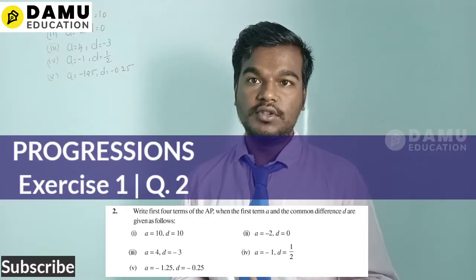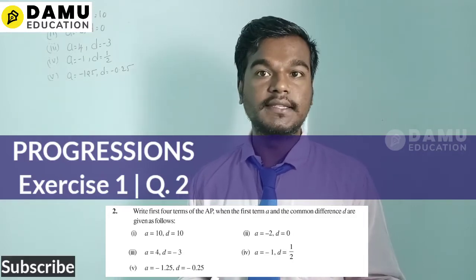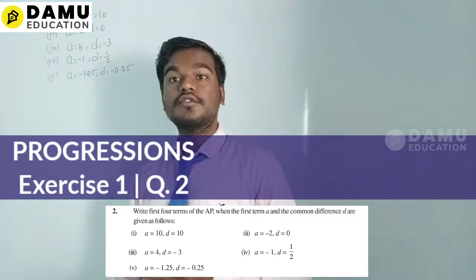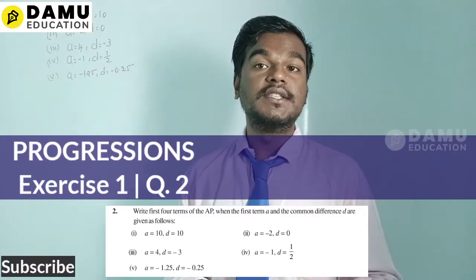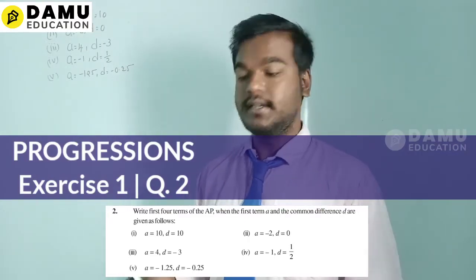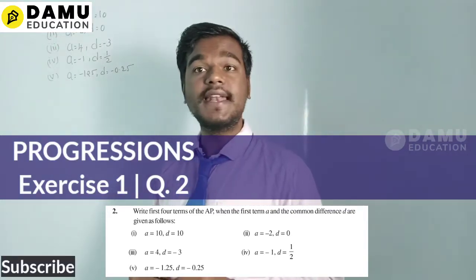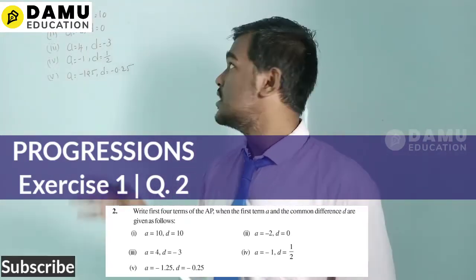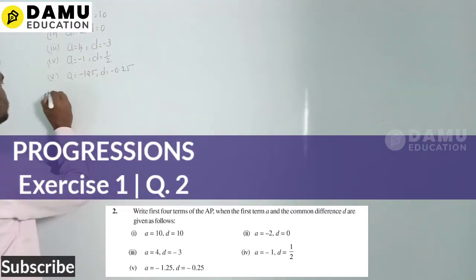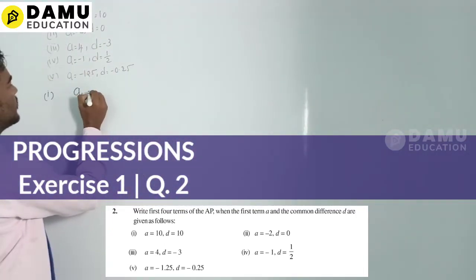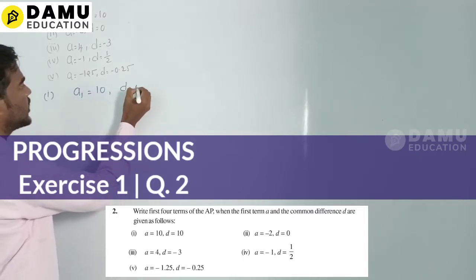In this module we are going to discuss our second question. Here we need to find the remaining four terms. One term is already given. The first term a is equal to 10, and the common difference is 10. So a1 will be equal to 10 and the difference is 10.